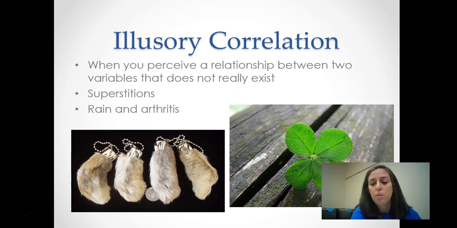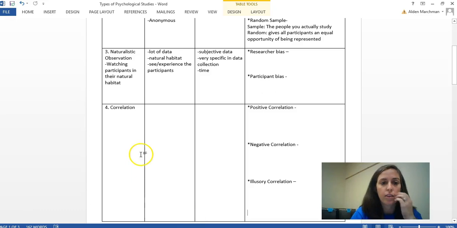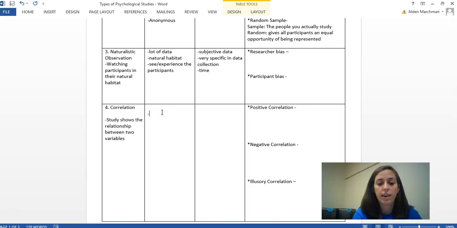If you go here, we'll fill this out real quick. A correlation is a study that shows the relationship between two variables. Okay? And a good thing here is that it helps predict things. If you know that there's a relationship between studying and GPA, then I can predict that you are not going to do well if you don't study, right? Your GPA is not going to be good. It helps predict, right? It shows relationships. The big negative, though, is that correlation does not prove causation.